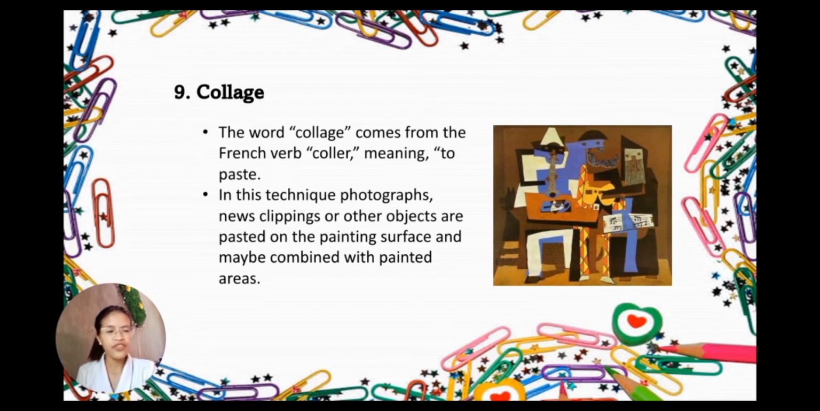So one of the first examples was executed by Pablo Picasso. So the example of that is the picture beside. So that was one of the first examples, and it was executed by Pablo Picasso. So other artists using this technique include Braque, Max Ernst, and Kurt Schwitters.